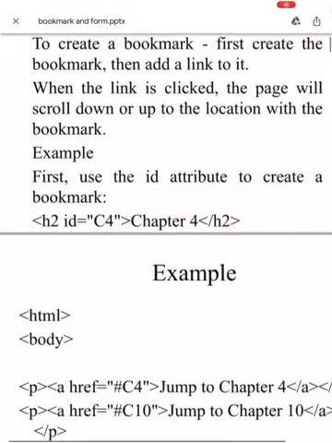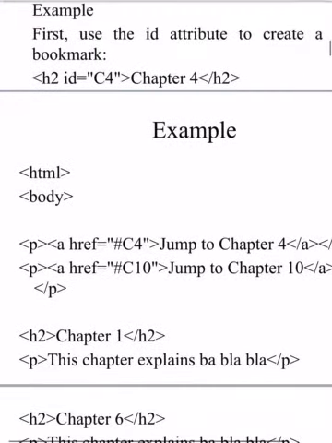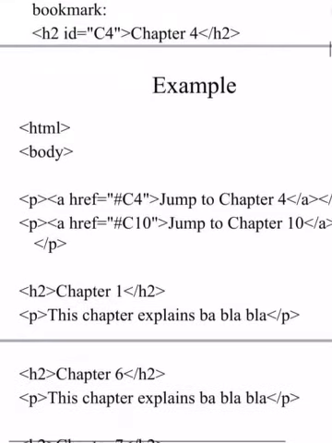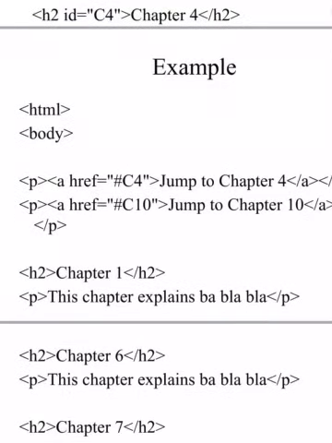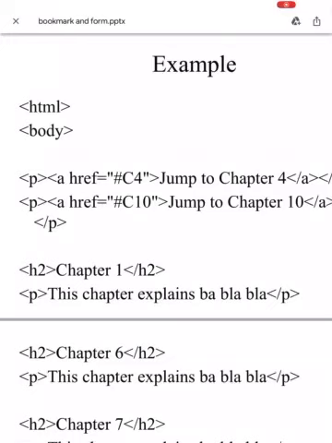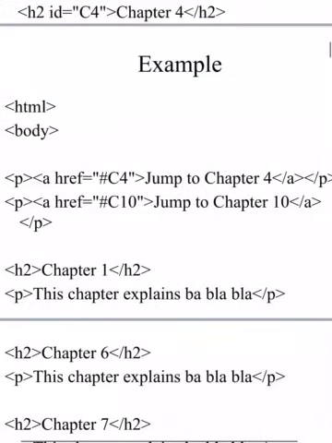Now if you see the example of how to create a bookmark, you have written html, then body, p paragraph tag, a href is equal to hashtag c4, jump to chapter 4. So this a href is equal to hash c4 will create a hyperlink to the text jump to chapter 4, and then we are closing the anchor tag and then closing the paragraph tag.